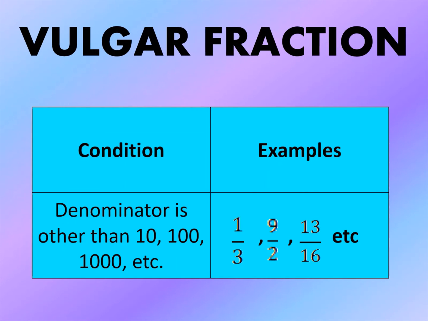Vulgar fraction. The denominator is other than 10, 100, 1000, etc. Like 1 upon 3, 9 upon 2, 13 upon 16, etc. Common fractions are known as vulgar fractions.